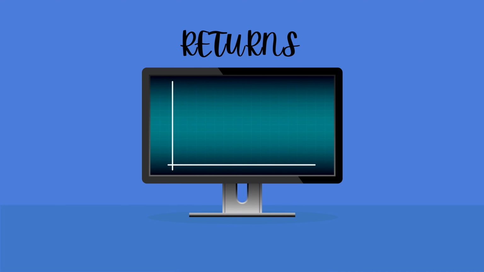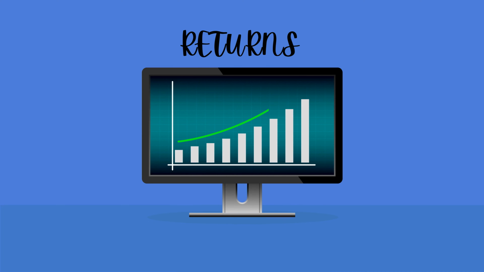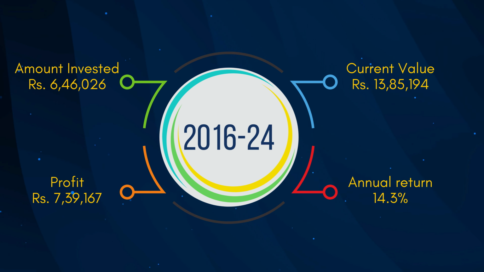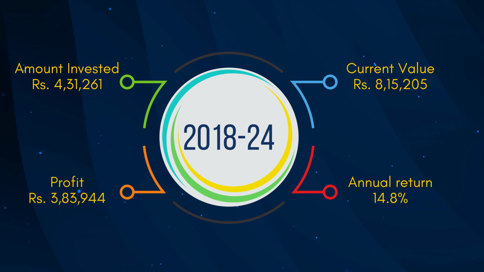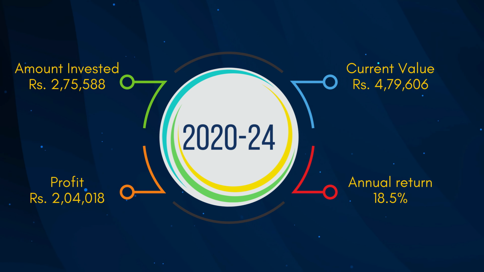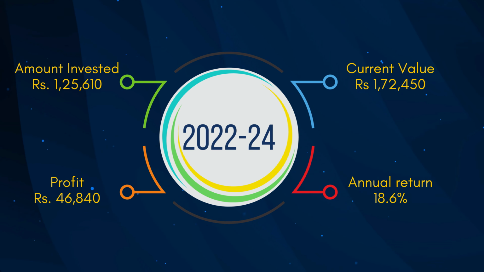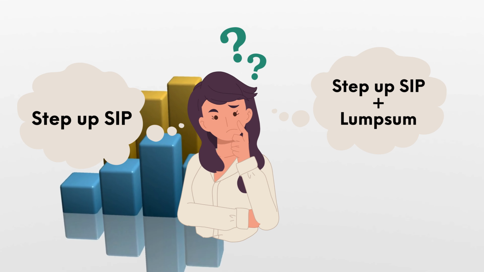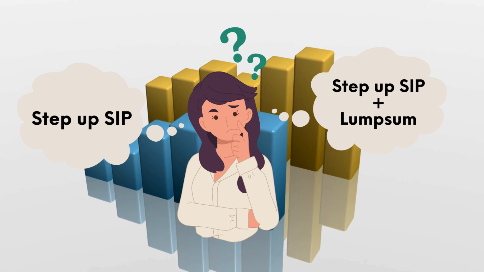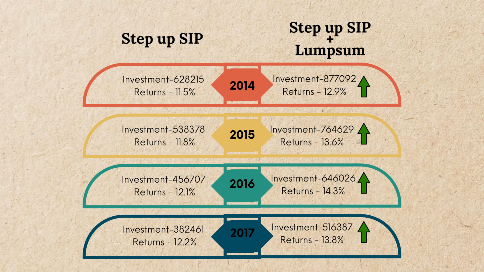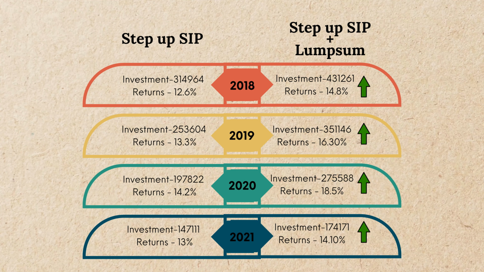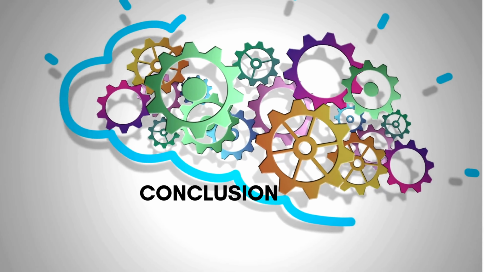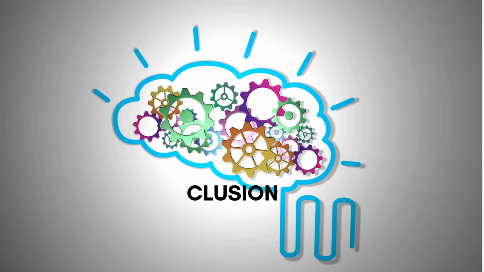Let's check out the returns. I'll show you how it would have worked if we had started using this strategy from different years in the past. Let's quickly compare these returns with the returns of the step up SIP only approach. As we can see, combining step up SIP with lump sum investments has given better returns.